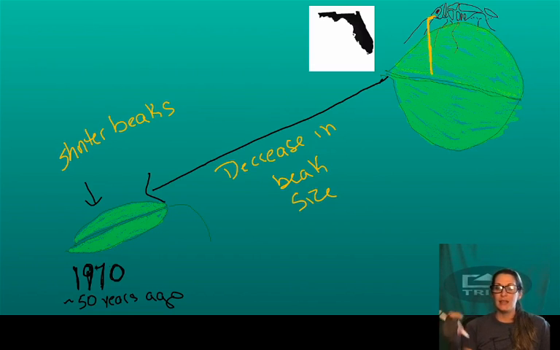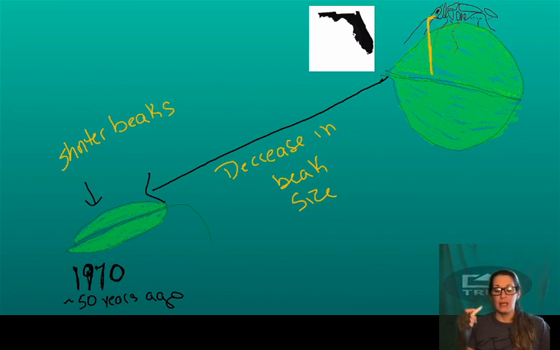They didn't need those super long beaks anymore because they are adapting to feed on these much smaller seed pods. They're not these big, great, balloon seed pods that they evolved to feed on. So in less than 50 years, almost the entire population has adapted and they have shorter beaks now.